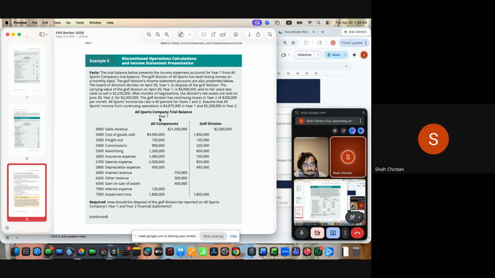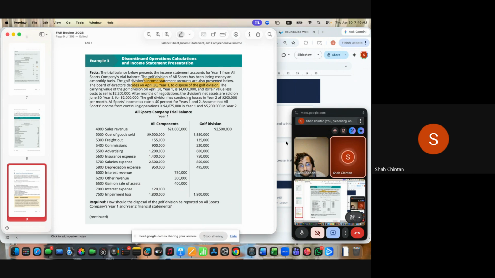In this particular example, please take care that in year one, the division is not sold yet, but in year two, the division is sold. So, let's go through the question once, then you can read it. There is a sports company, and in the sports company, the golf division has been losing money on a monthly basis. The golf division income statement accounts are as under. The board of directors decided on 30th April to dispose of the division. So in year one, you have decided to dispose of it. It is not yet disposed of.